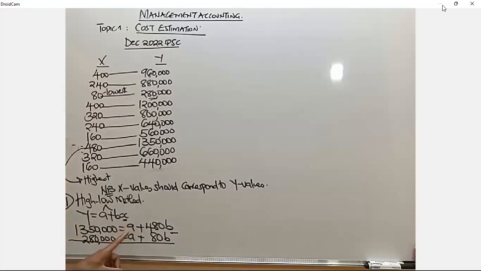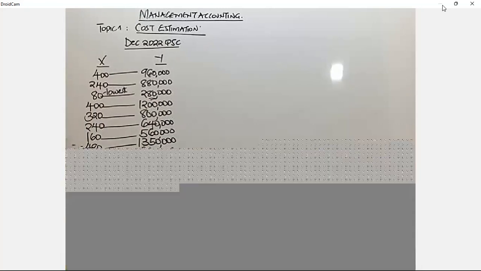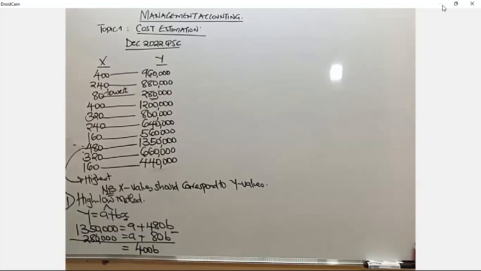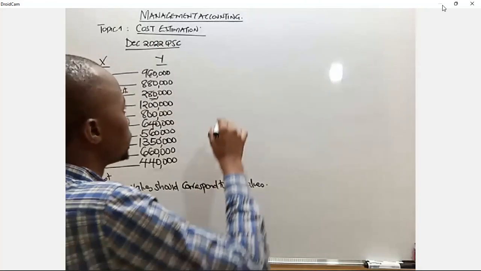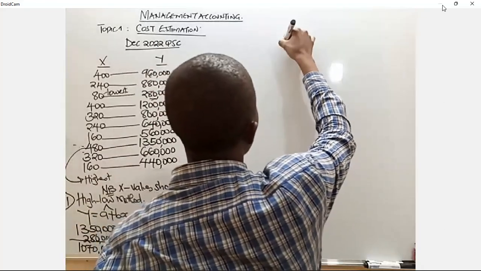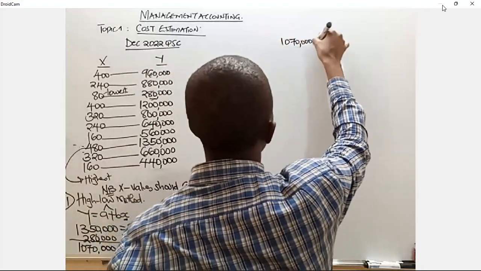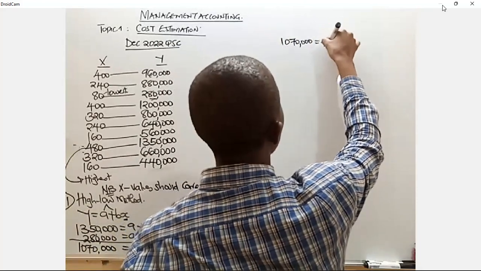So when I eliminate A, what remains is 400B, which should equal 1350 minus 280. For the students who are following, 1350 minus 280 should be how much? I should be getting around 1070. Thank you. 1,070,000. Let me get B. So I say 1,070,000 should be equal to 400B.